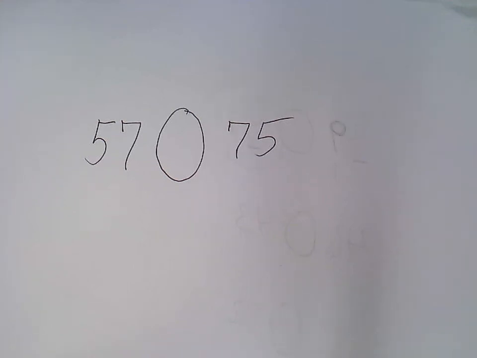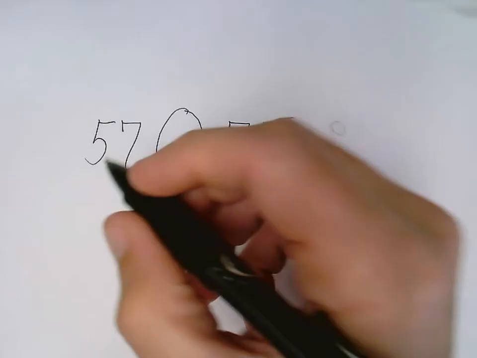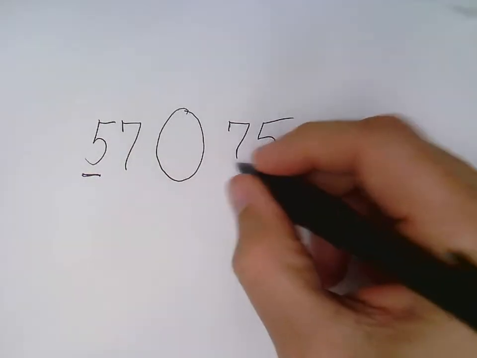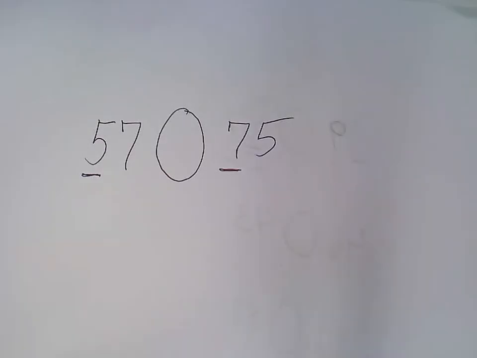We are going to compare these two numbers. And to do this, I'm going to see which number is bigger and which number is smaller. I need to first go to the largest place value of each digit. In 57, my largest place value is the 5, and in 75, my largest place value is the 7.